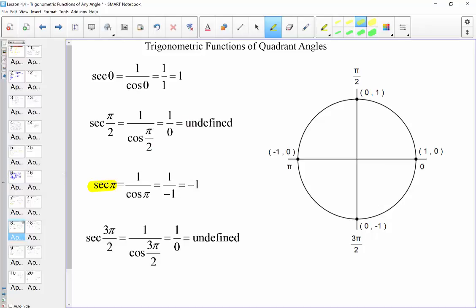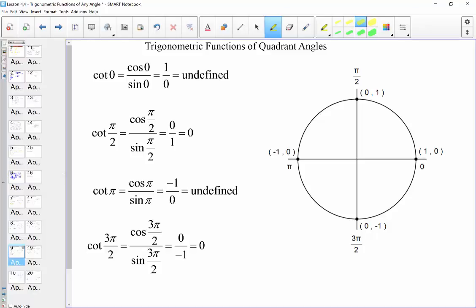The secant of pi is equal to 1 over the cosine of pi. The cosine of pi is negative 1 because that is the x-coordinate where pi intersects the unit circle. 1 over negative 1 simplifies to negative 1. The secant of 3 pi over 2 is equal to 1 over the cosine of 3 pi over 2. The cosine of 3 pi over 2 is 0 because that is the x-coordinate where 3 pi over 2 intersects the unit circle. So we have 1 over 0, which is undefined.